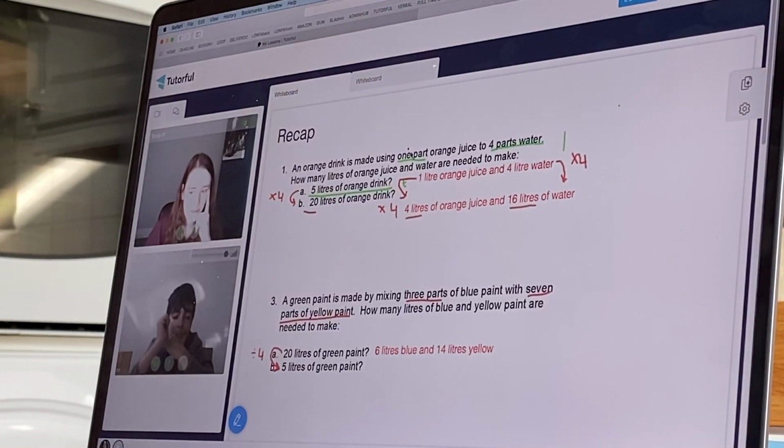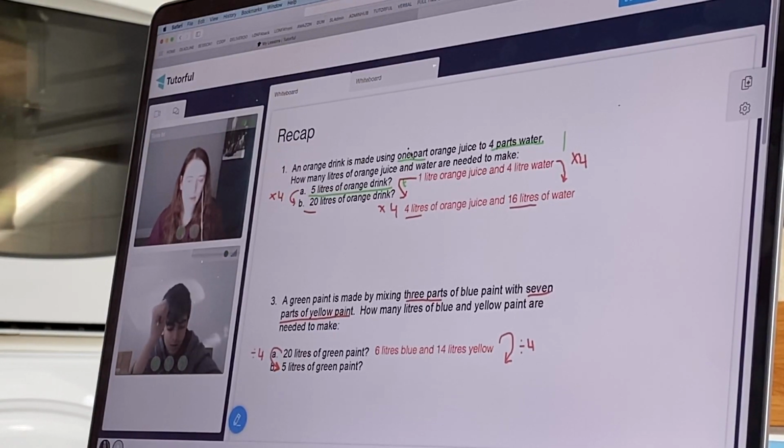So, similarly to the last question, we do the same to the other side. You can divide it by 4 as well. The other side. And then what do we get? How much blue and how many yellow?